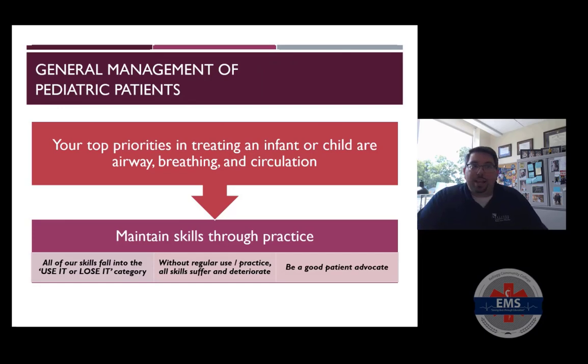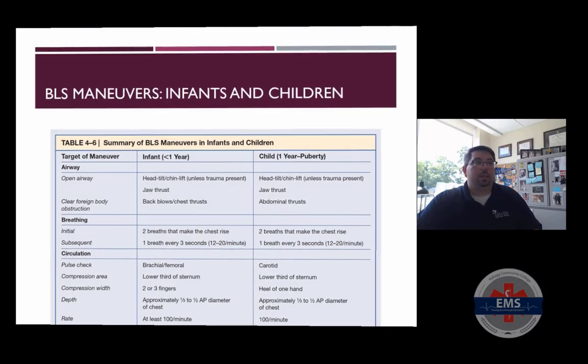Your top priority in treating an infant or child are airway, breathing, and circulation. Again, we use the pediatric assessment triangle, or the PAT, to do so. Again, we know that in order for us to be effective when managing patients, we have to maintain our skills throughout practice. All of your skills fall into the category of lose it or use it. Without regular use or practice, all skills suffer and will deteriorate over time. Remember that keeping your skills up allows for you to be a good patient advocate.